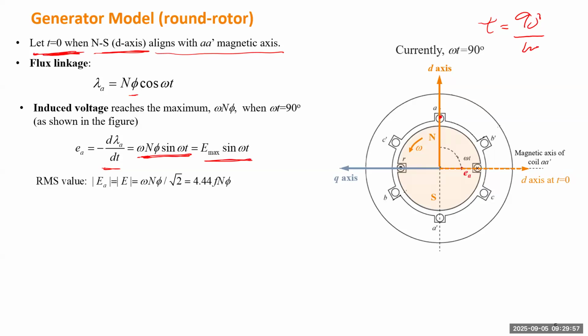So the RMS value of the induced voltage is just the peak value divided by root 2. So it will be equal to this value. That is the induced voltage peak value. If you want winding A to generate a certain RMS voltage, you can use this formula to determine how many turns N you need, and also the strength of the phi.